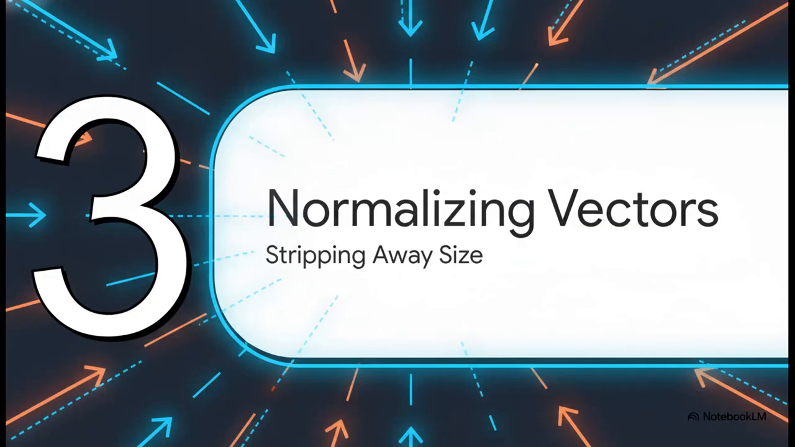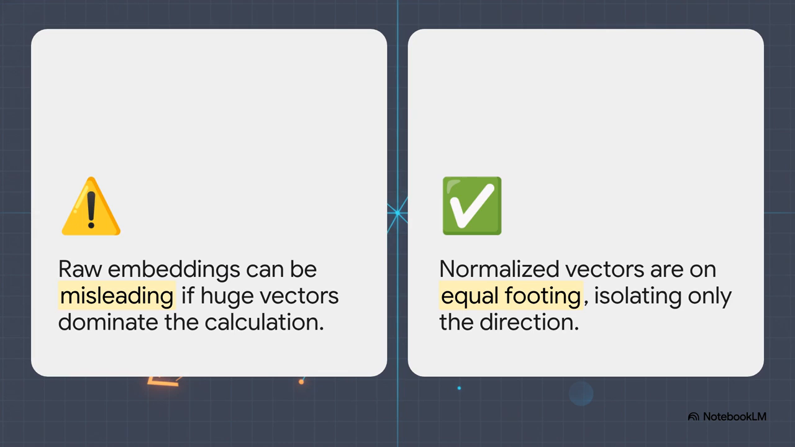All right, section 3, normalizing vectors for AI, stripping away size. Let's see why this matters. So, why does any of this matter for a language model? Well, imagine you have two word embeddings, vectors that represent words. They point in almost the exact same direction, meaning the AI thinks they represent very similar concepts. But one vector has massive numerical values, and the other is tiny.